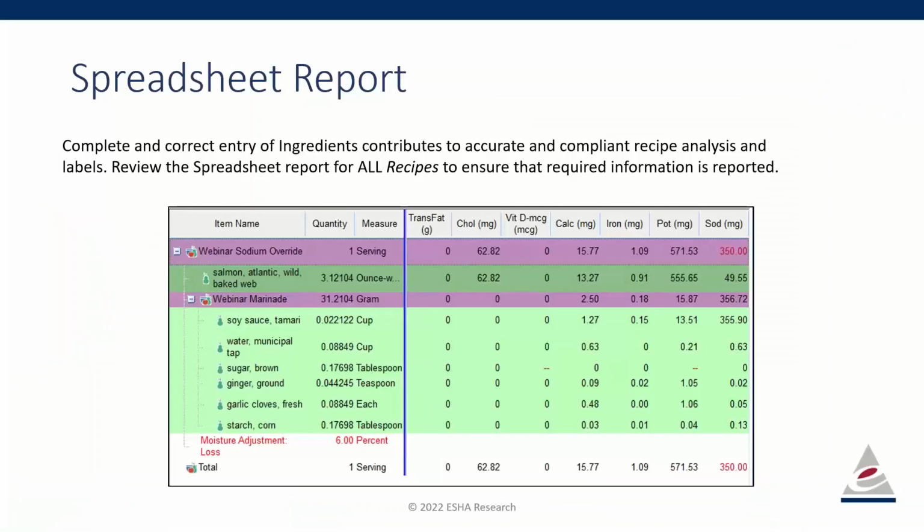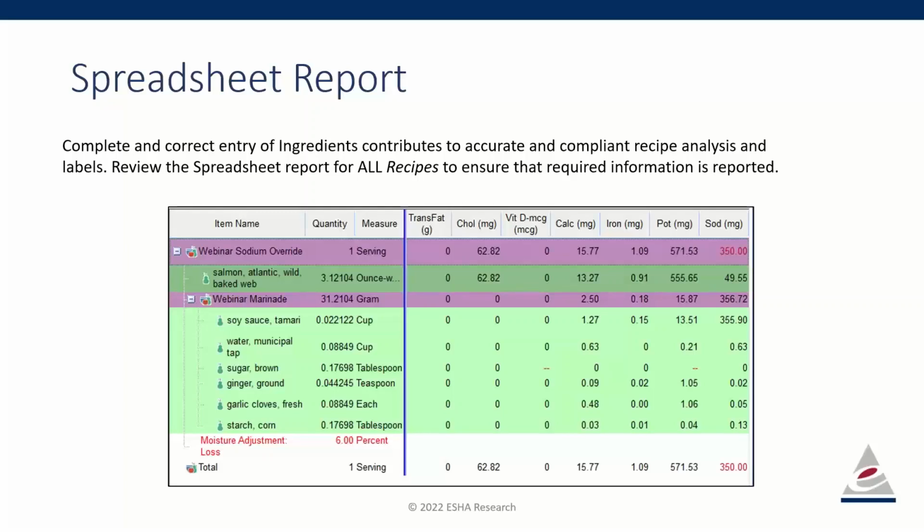The spreadsheet report. You'll hear this repeatedly throughout the ESHA webinars, but it is best practice to review the spreadsheet report for all of your recipes. The spreadsheet lists each ingredient in your recipe and its nutritional content. The nutrients shown here are those included in the nutrients to view set that you have selected. So you can change the nutrients displayed on this report by choosing from the nutrients to view sets.